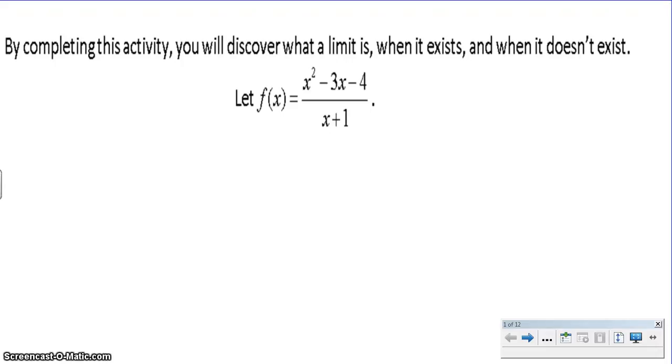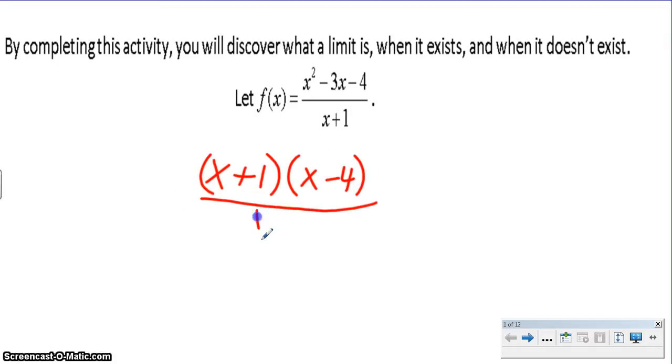rational function. However, if you take a look at the function, we can simplify this. Our numerator is factorable, so it can become x plus 1 and x minus 4, all over x plus 1. Now remember, thinking back when we were graphing rational functions, when you have binomials in your numerator and denominator that can cancel, that signifies that we are going to have a hole. So we're going to have a hole at the x value of -1.